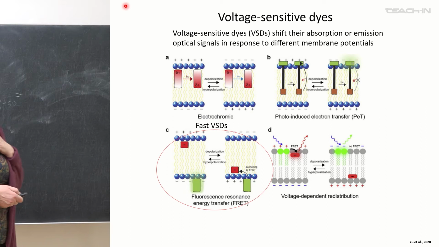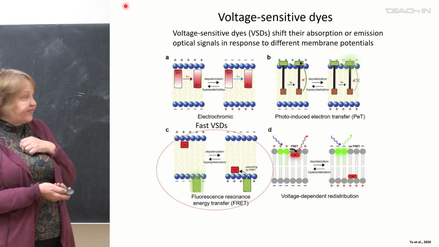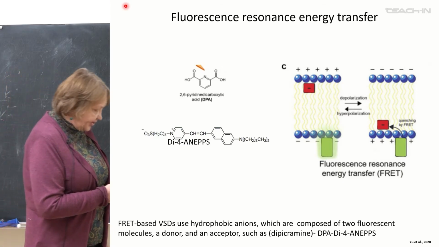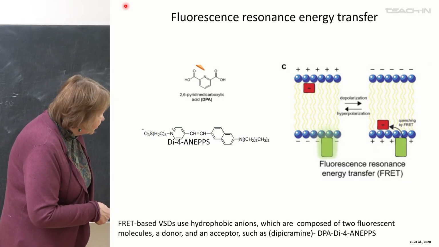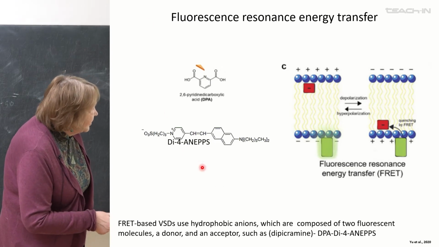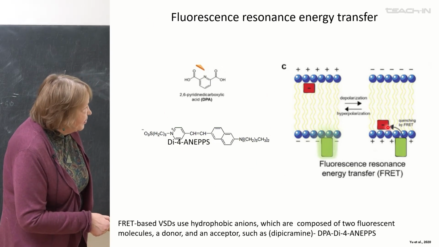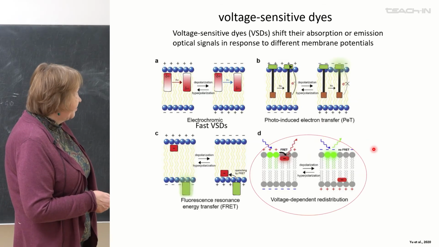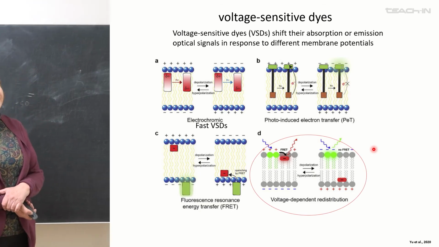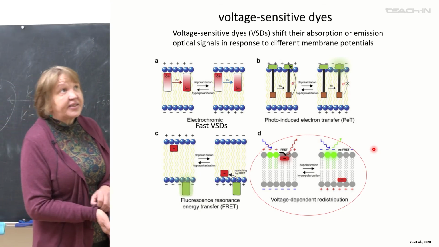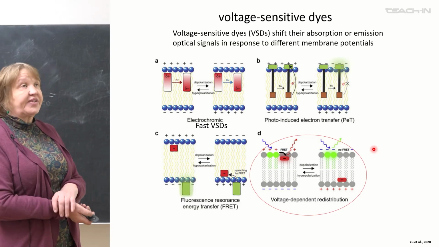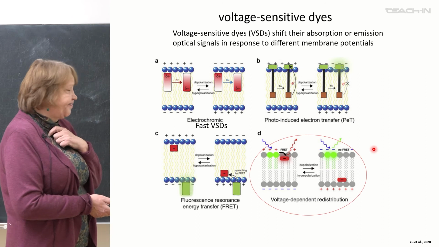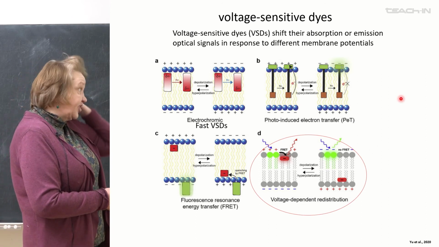And finally, fluorescence resonance energy transfer. We talked about it a little bit, and this is the same deal. Use the same ANEPS, and the FRET happens only when the membrane is depolarized, something like this. Another type of voltage sensitive dyes are slow voltage sensitive dyes, and their distribution depends on the Nernst equation, basically.